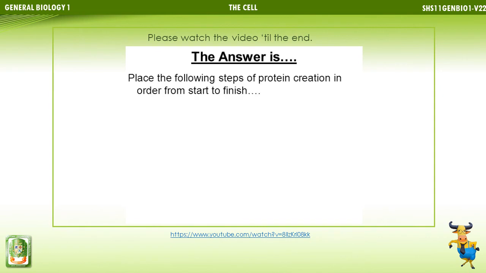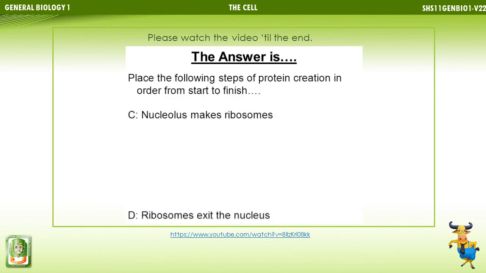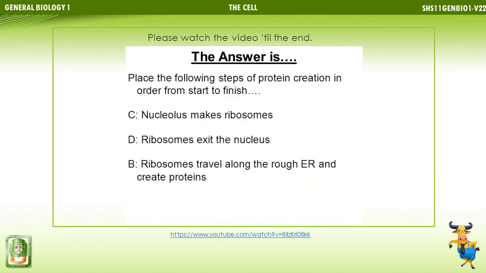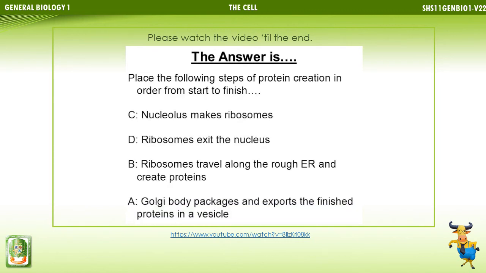So the answer is, I hope you chose step C first. The nucleolus makes ribosomes. And then I hope you chose D. Ribosomes will exit the nucleus. And then I hope you chose B, the ribosomes are going to travel along the rough ER and create proteins. And then finally, I hope you chose A, the Golgi body will package and export the finished protein inside of a protective vesicle. Let's move on.